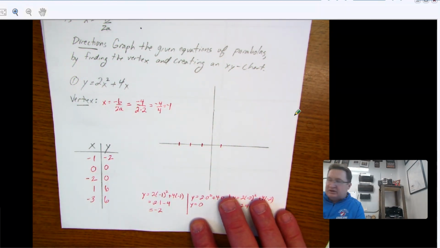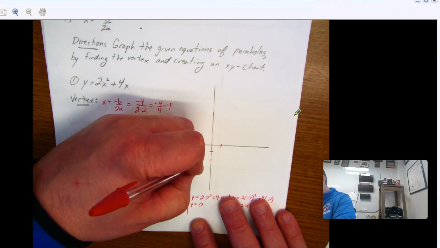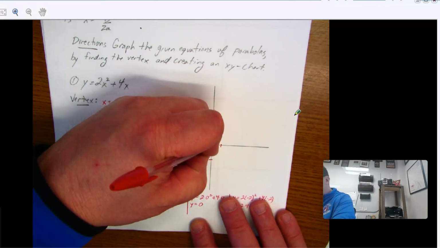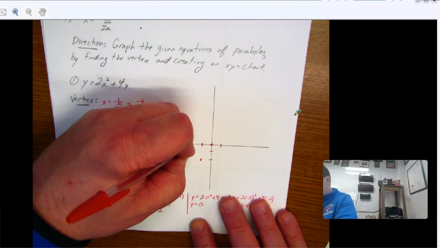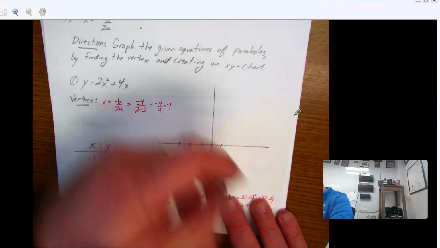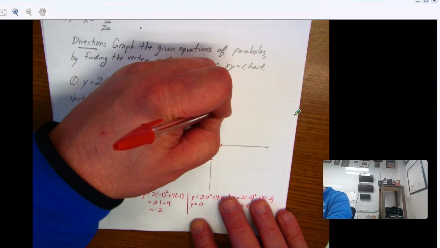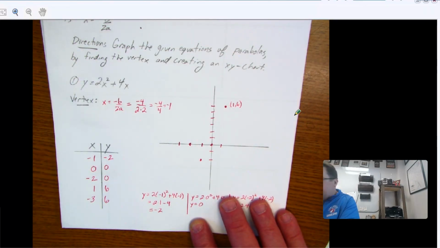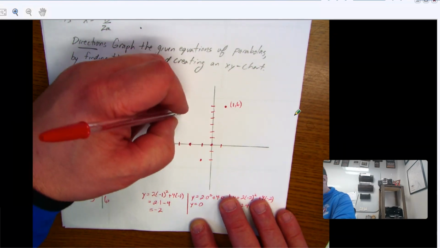Okay, and so we plot them. -1, -2 is this one right here. 0, 0 is here. -2, 0 is here. 1, 6 would be way up here. 1, 6. And -3, 6 would be up here.